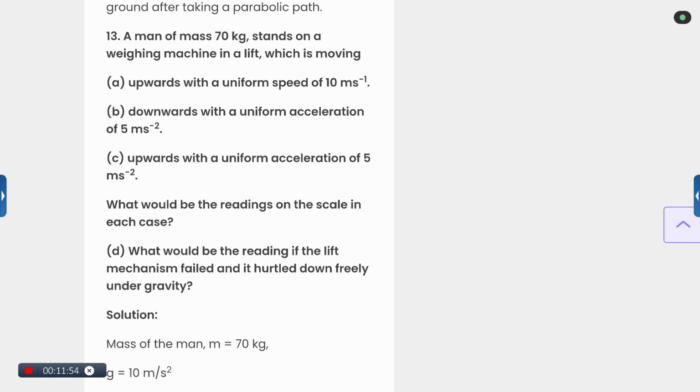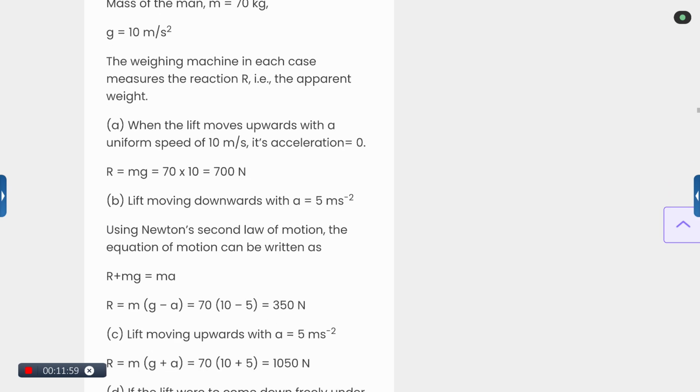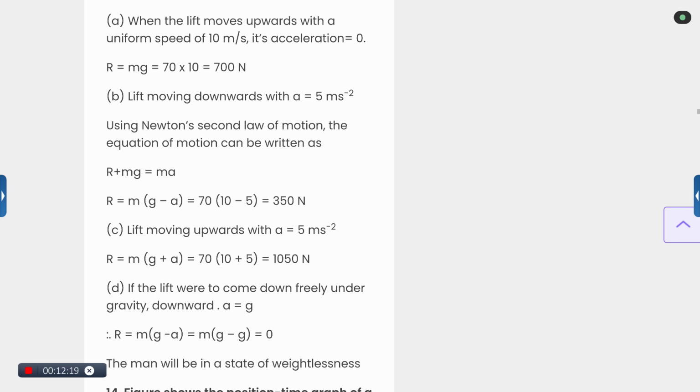Okay, upward with the uniform speed. Let us do part A. When the lift is moving upwards with a uniform speed, what is the acceleration? Uniform speed means velocity is the same. When velocity is constant, what is the acceleration? 0. So what was actually the equation? Listen here. Look at this. It's a really good question.